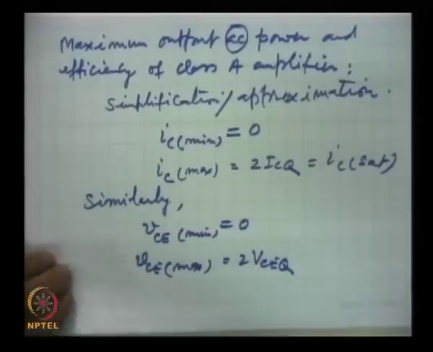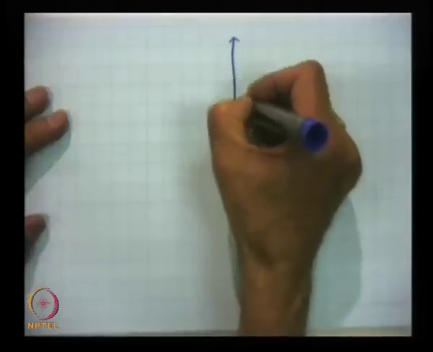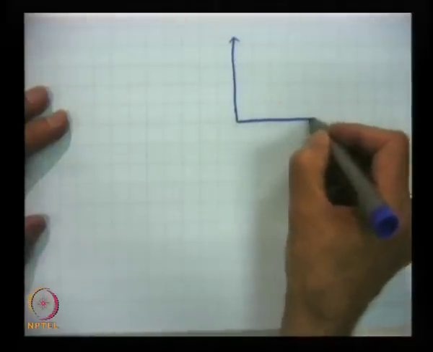What these simplifications mean is that the whole region of the output characteristics has been slightly extended a little towards cutoff, which we have also included in the active region, and a small portion of the saturation region now also becomes part of the active region. So the active region has been slightly extended because of these approximations.